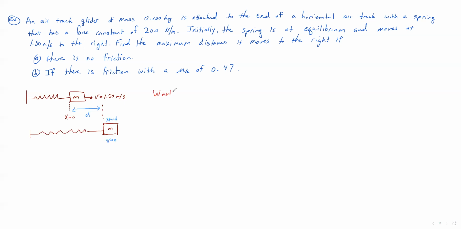We know that W net is going to be 1/2 k x squared. This is part A, so there's no friction. So W net is just equal to W of the spring, which is 1/2 k x squared. I said x is equal to d, and we know what k is, so that's 1/2 times 20, d squared. So I just have 10 d squared.